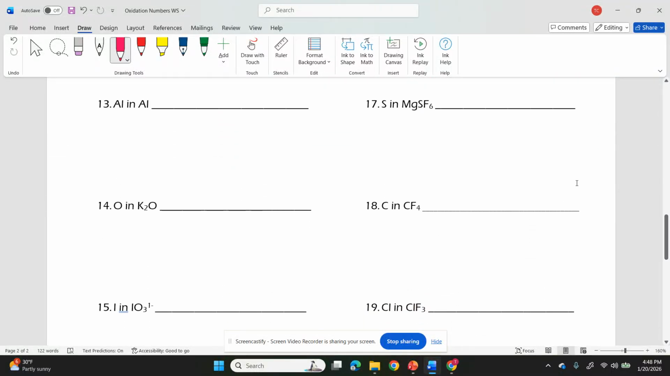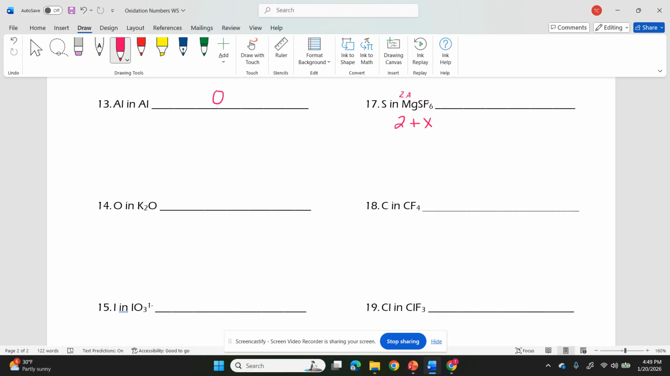Number 13, this is a single element, has no charge, so it's going to be equal to 0 according to rule number 1. For number 17, we have to piece together some rules. Here, magnesium is a group 2A metal, and it has a definitive rule that it is always going to be a +2. We don't know our sulfur, so it's always going to be X.